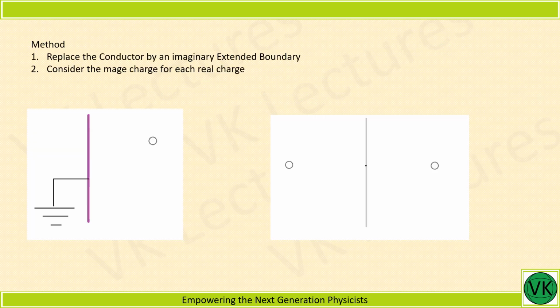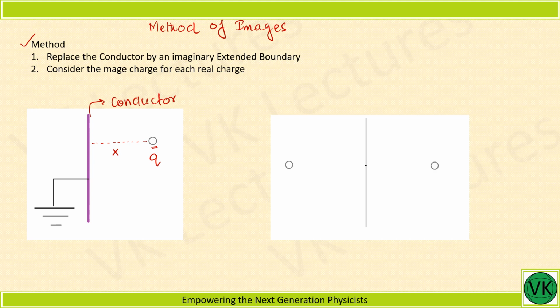Now here is the actual method, how the method of images works, and what the steps involved are to solve electric field problems, boundary value problems, etc. Here we have a conductor which is grounded, and we have placed a charge q. Let the distance at which the charge q is placed from the conductor be x.